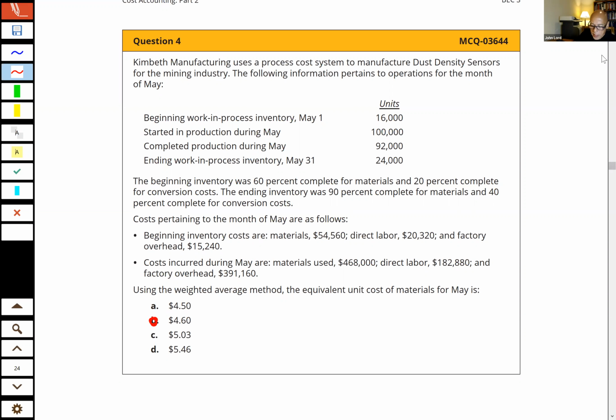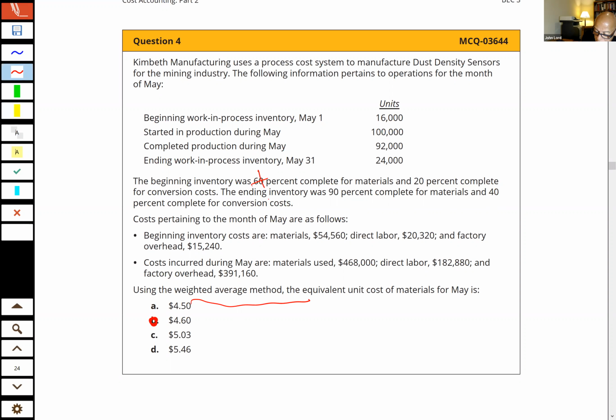Okay, and this one, I gave you a little more time than the other one because the other one was just asking about the denominator, just the equivalent units. Here we had to figure out also what to put in the numerator to come up with a cost per equivalent unit. So they tell us the information here, and then they tell us that the beginning inventory was 60% complete for materials and 20% complete for conversion costs. Do we care? Because this is what?